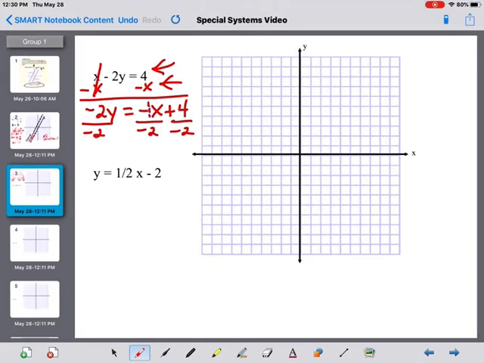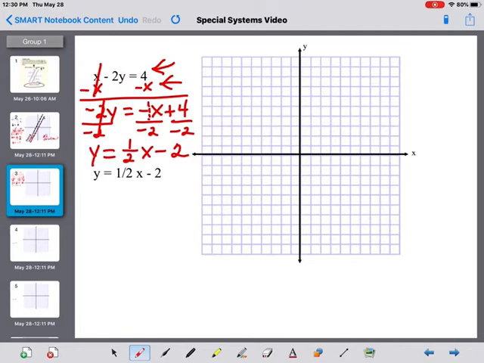Keep in mind I have an imaginary negative 1 in front of that x, so I'm going to put that in. So now I can see that I have a slope of negative 1 over negative 2. But remember, we never write two negatives, so a negative divided by a negative is a positive. So I'm going to just rewrite the slope as 1/2 x and then minus 2.